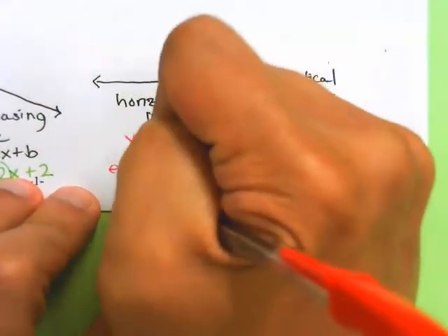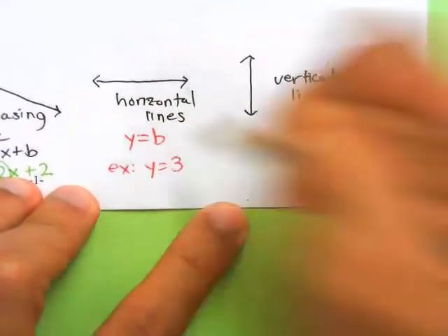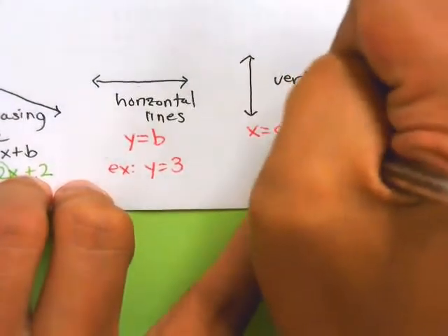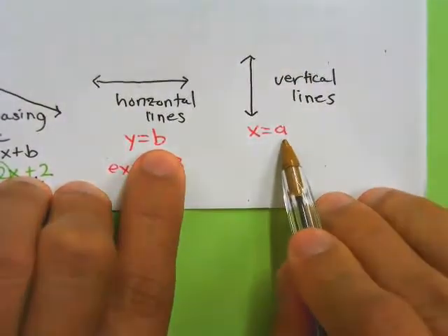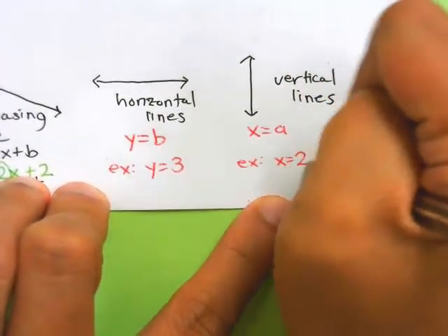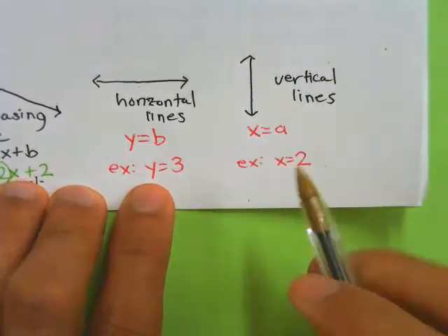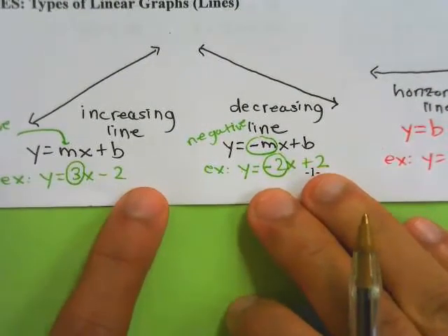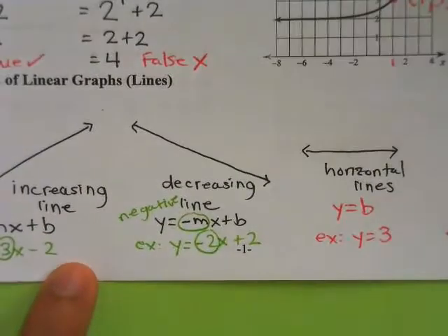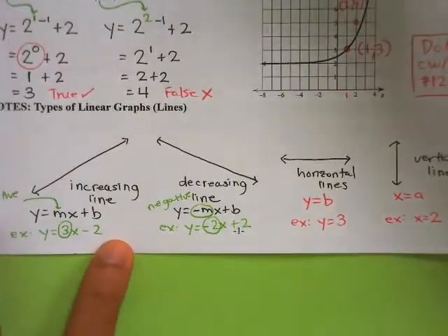So say, for example, y is equal to 3. So that's an equation that you could see. Vertical lines is x equals a. So these are just numbers. Okay, so for example, x equals 2. We'll see them again one more time, but not today. More importantly, we will see the increasing and decreasing lines. Okay, so that is that for number 7. Let's move on now to number 8.